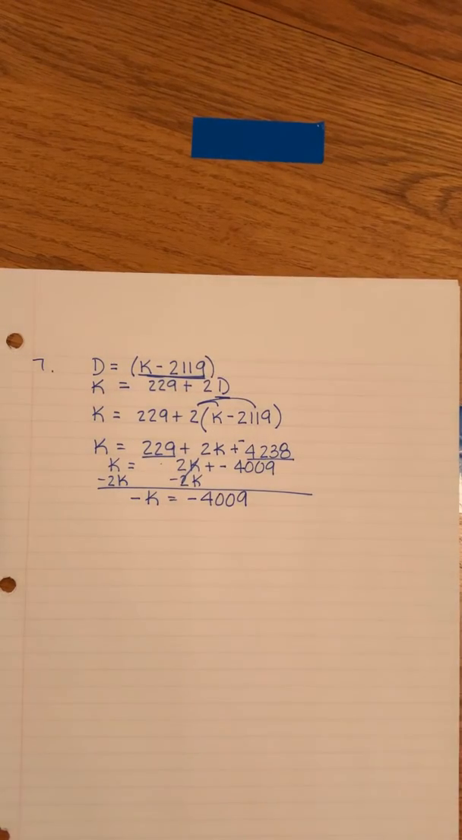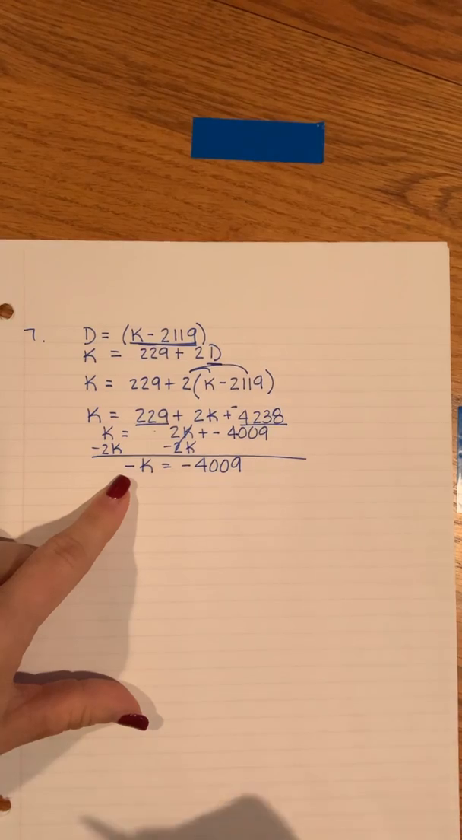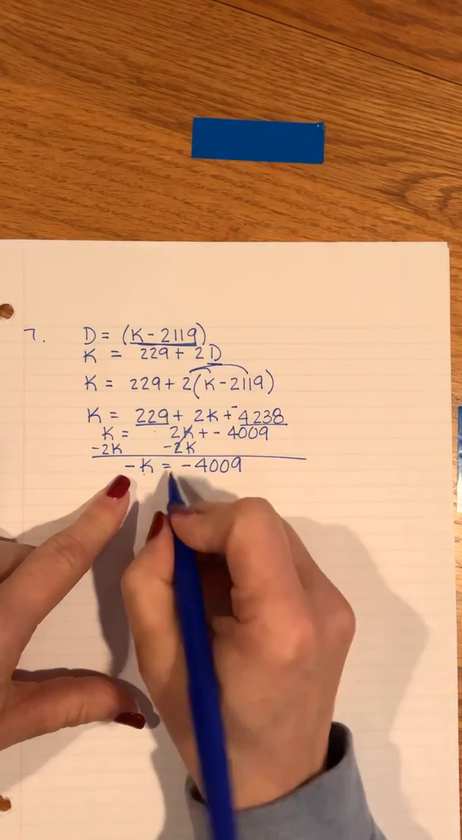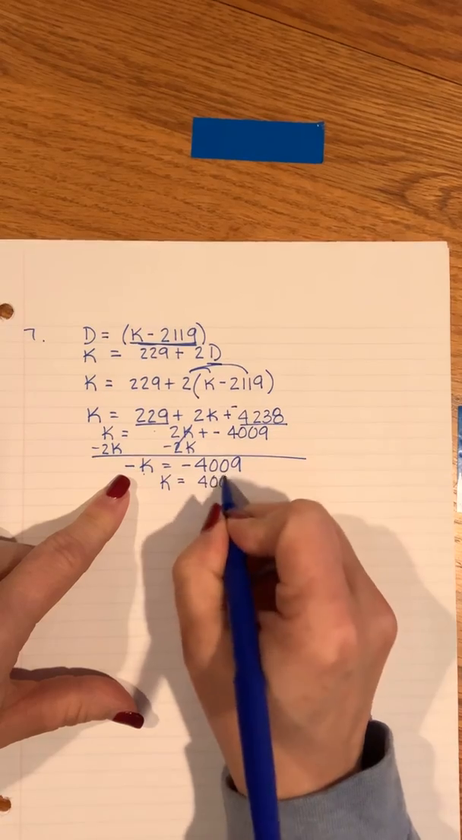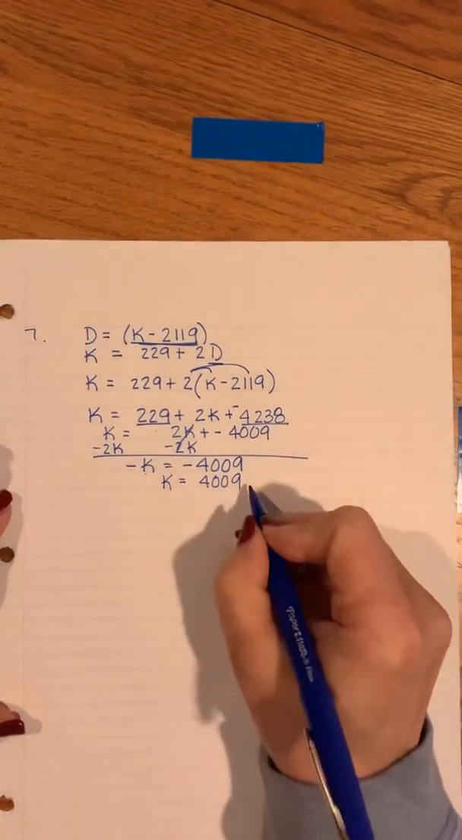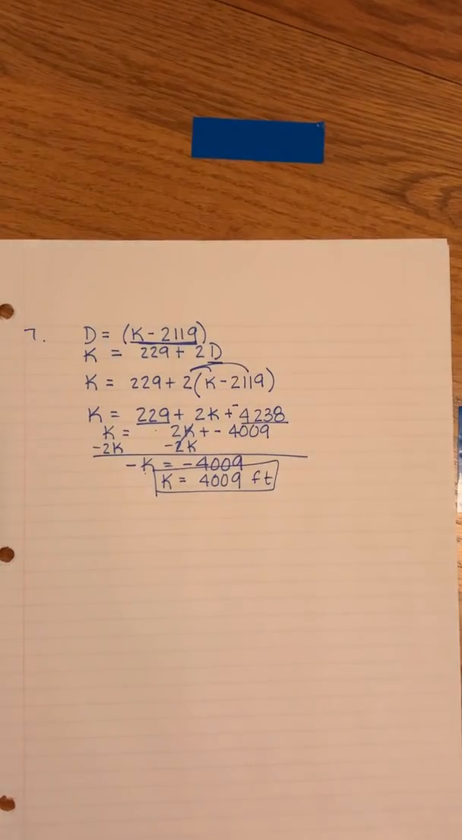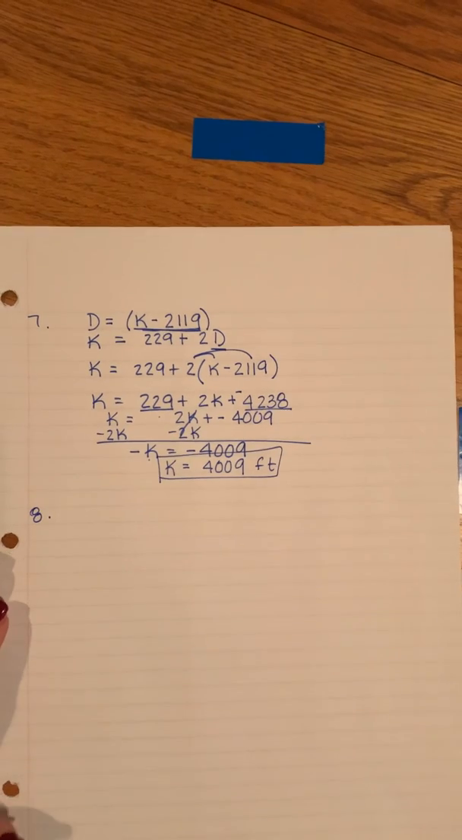Remember, this is like a negative 1K, and we're going to get to the point, hopefully, by next year that you won't have to show that you're dividing both sides by negative 1. If you see a negative in front of the variable like that, you just need to know that negative 1 would do what? It would reverse both signs. So this is how many feet that volcano is. Number 8.